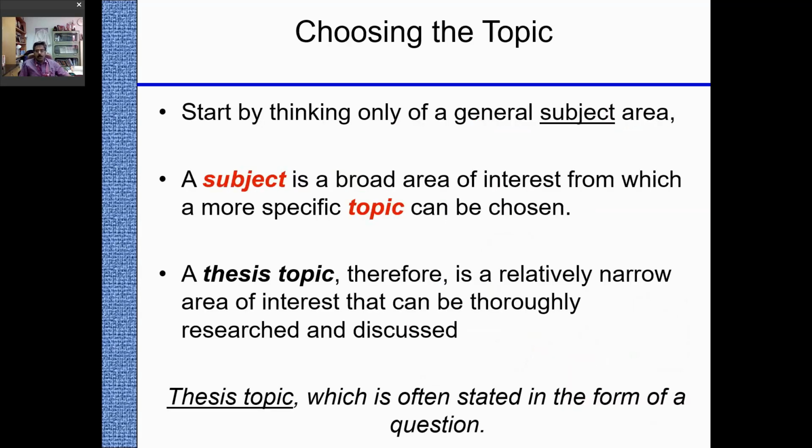Start thinking about the topic on a very wide canvas. If it is, for example, gallbladder, then narrow it down to the pathology of the gallbladder, then the surgical problem of the gallbladder. You just have to narrow it down from a broad subject. And a thesis topic is basically a relatively narrow area of interest that can be thoroughly researched and discussed.